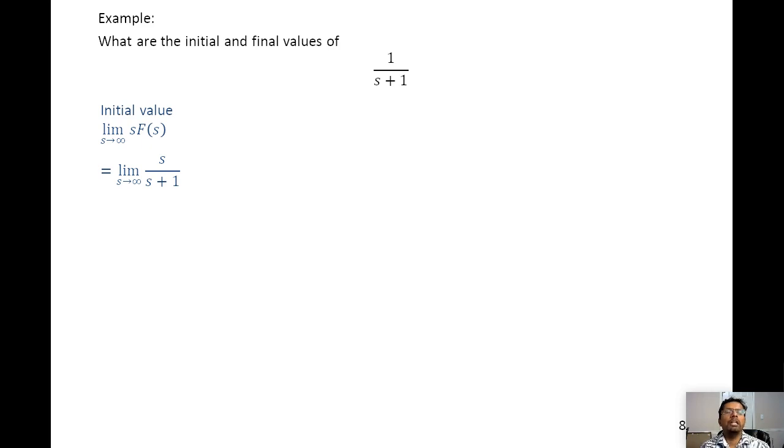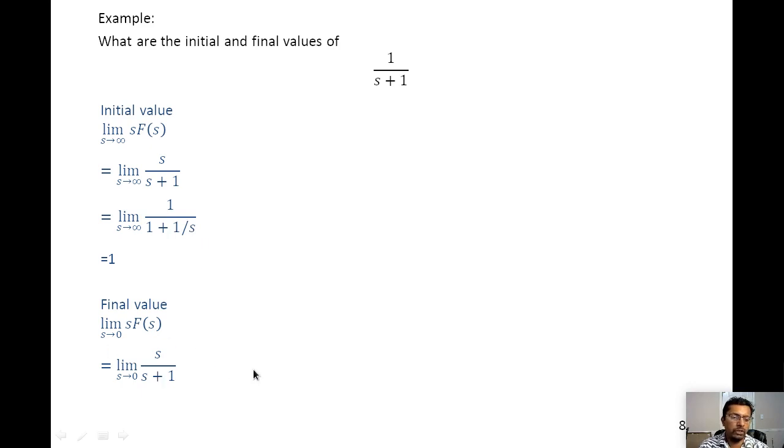So what we do is divide the numerator and the denominator by s. That gives us 1 over 1 plus 1 over s. And then if we take the limit as s tends to infinity, this term over here becomes 0. So this becomes 1 over 1, and so our initial value is 1. Similarly, if you wanted to calculate the final value, that becomes the limit as s tends to 0 of s times F of s. So here it becomes the limit as s tends to 0 of s over s plus 1. We don't want to do the same trick over here, because we can directly substitute 0 and there shouldn't be any issues. If we do that, we get 0 over 0 plus 1, which basically becomes 0.